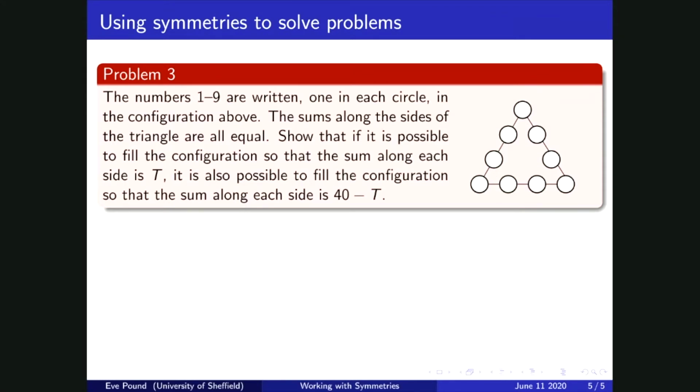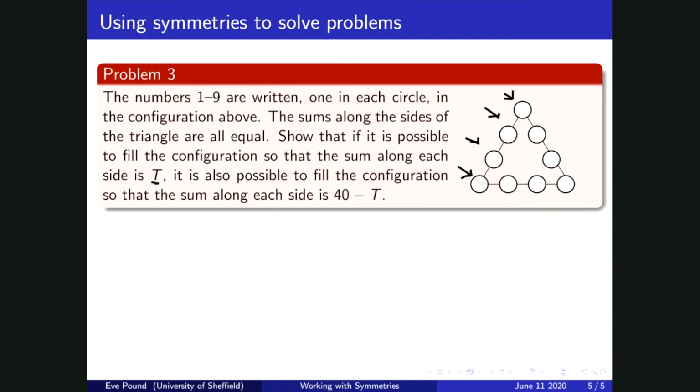So the numbers 1 to 9 are written one in each circle in this configuration here. It says above here, it should say to the right. The sums along the sides, so if I take the entry in this circle and add it to the entry in this circle, and then add the result to the entry in this circle, and add the result to the entry in this circle, that's supposed to be the same no matter which side of the triangle I choose. And I'm going to call the number that I get when I do the sum along each side T.